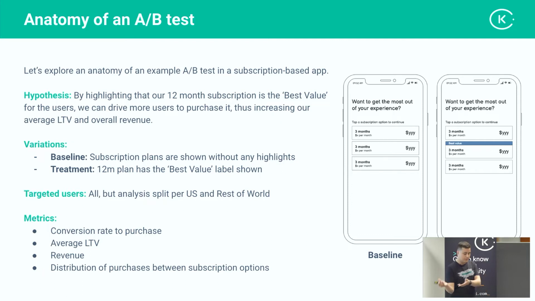Because from the data, and also just intuitively, it's the highest priced and it gives you the best LTV. And so you go ahead and set up variations of the test. So what you actually want to test against what. You of course have the baseline variation, which is the control group, which doesn't have any kind of highlighting. And then you have the treatment group, which has the best value label shown above the 12-month plan here.